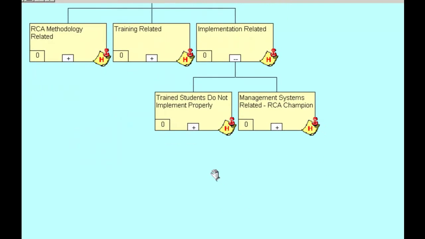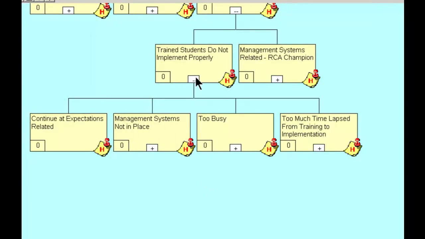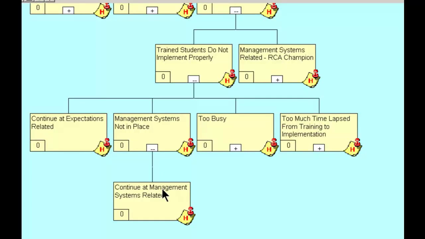Implementation related. How could we have implementation-related issues that would cause the program or the process to be ineffective? Trained students do not implement it properly. How could the trained students not implement it properly? We're going to be going over the expectations, which was one of our modes at the top, so we would continue at expectations. Management systems that are supposed to be in place are not in place. We will continue that as well at another block shortly. Continue at management systems related.